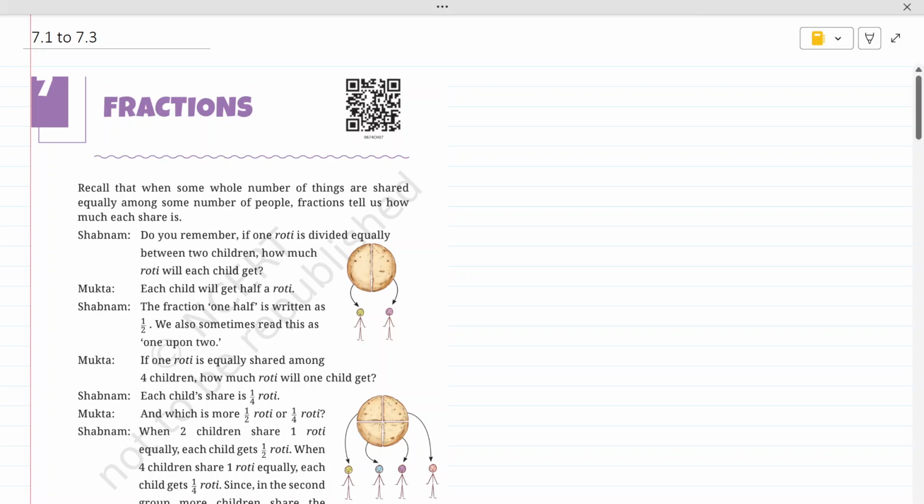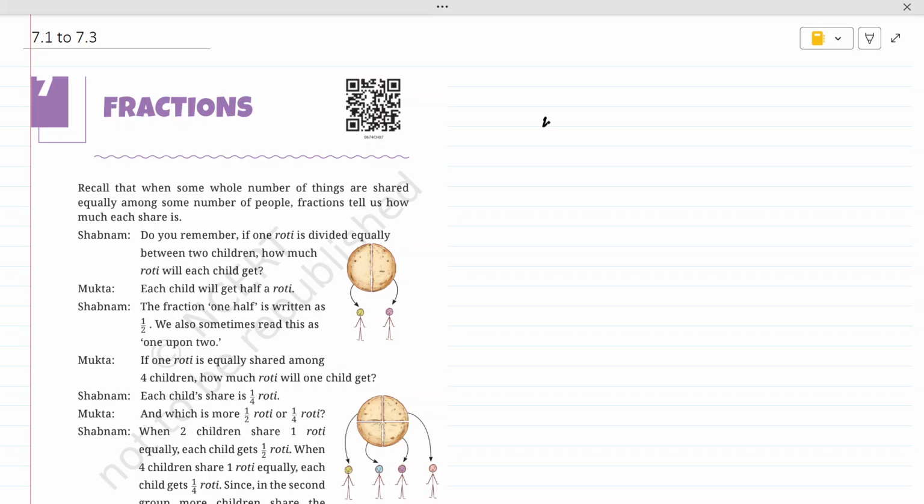Hello kids, in today's class we are going to start with the new chapter, fractions, and we have already done this chapter in our grade 5. So let's revise what we already know. What we call a fraction is a part of a whole.